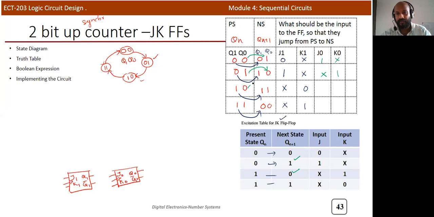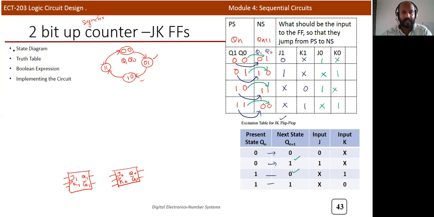Again, if Q0 is changing from 0 to 1, that means you need to put 1x. Again, this 1 is changing to 0, and 1 changing to 0 means x1. So we are getting 1x, x1, 1x, x1. So we identified the different types of inputs required to get this kind of transition.